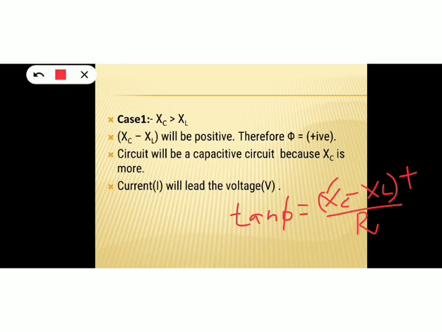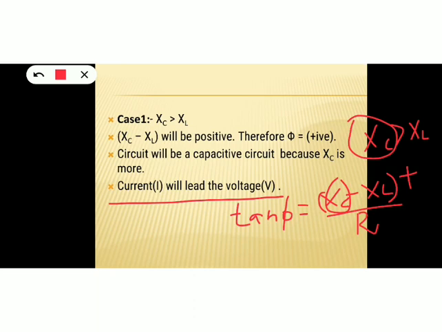Circuit will be a capacitive circuit in such a case because XC is more. If XC is greater than XL, that means XC is dominant here. So the capacitive reactance dominates in the circuit. That means the circuit will be a more capacitive circuit. And if it is a capacitive circuit, current will lead the voltage. We had studied in our previous sessions, for a capacitive circuit, current always leads the voltage by a phase angle of pi by 2.